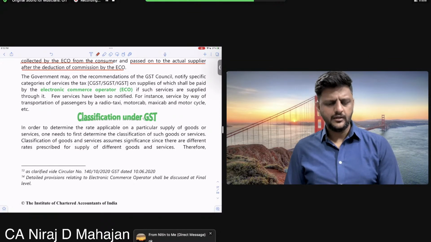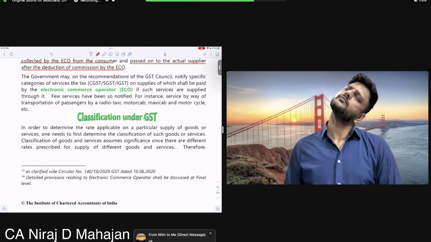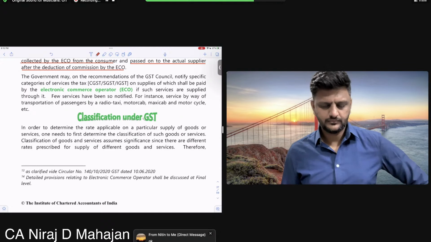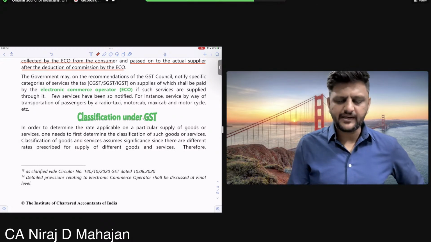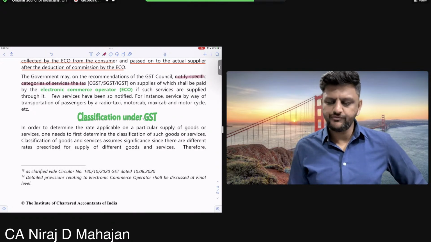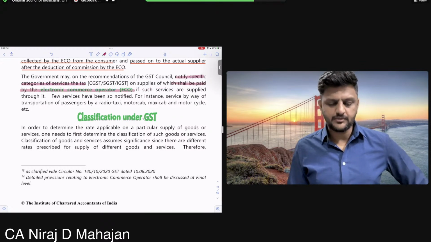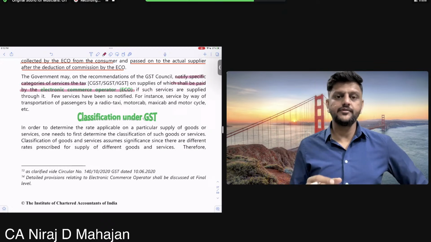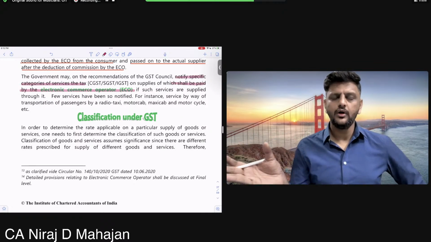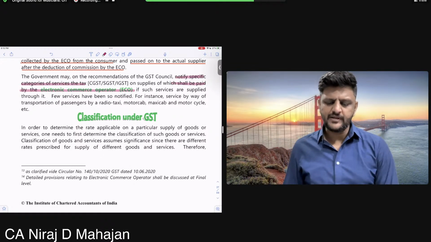The government may, on the recommendations of the council, notify a specific category of services, the tax on supplies of which shall be paid by the ECO, if such services are supplied through it. If such services are supplied through the ECO, the tax will be paid by the ECO. Few services have been so notified.